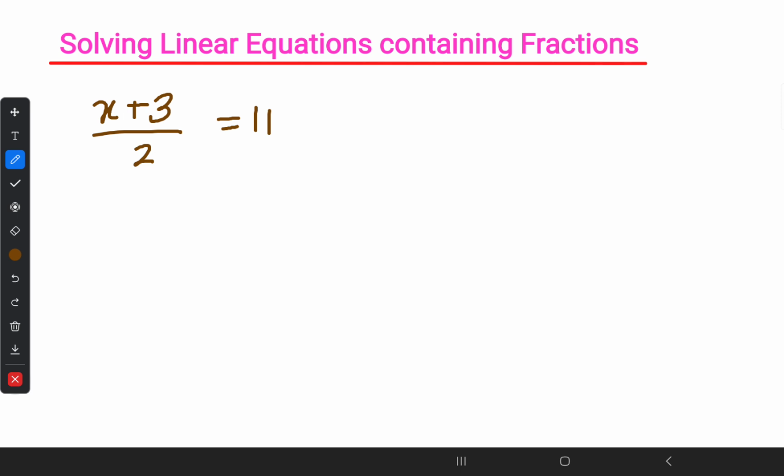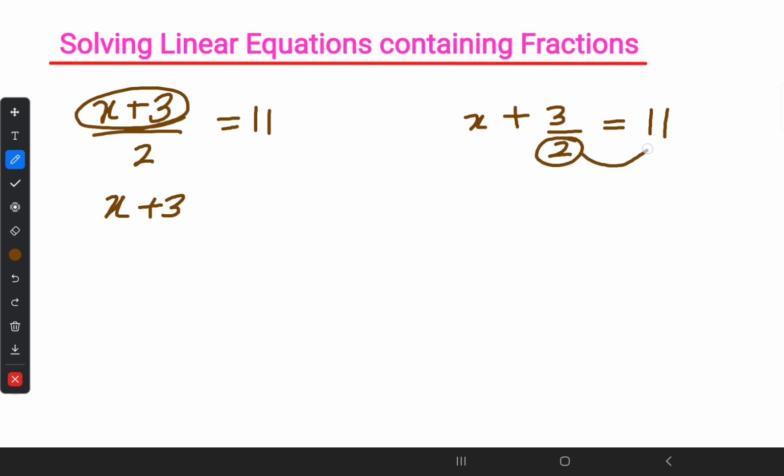Look at this. There is an unknown quantity. This is a linear equation, meaning it equals something, and here there is a fraction as well. First you have to bring the divisor 2 over. For the whole value there is a division by 2. If it is like this, (x + 3)/2 equals 11, you cannot bring this 2 over as a direct multiplier. Okay, you cannot do that.